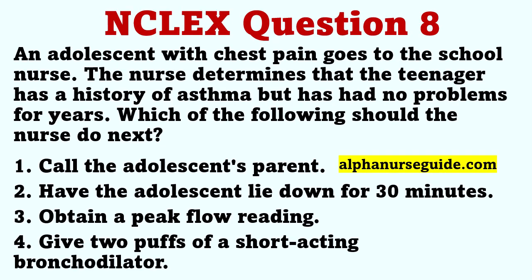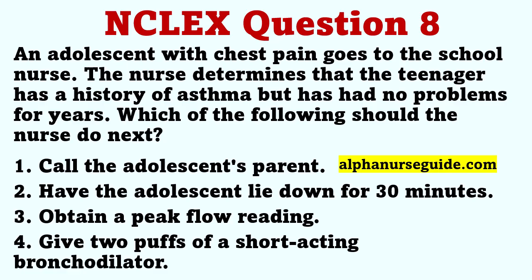An adolescent with chest pain goes to the school nurse. The nurse determines that the teenager has a history of asthma, but has had no problem for years. Which of the following should the nurse do next? 1. Call the adolescent's parent. 2. Have the adolescent lie down for 30 minutes. 3. Obtain a peak flow reading. 4. Give 2 puffs of a short-acting bronchodilator.